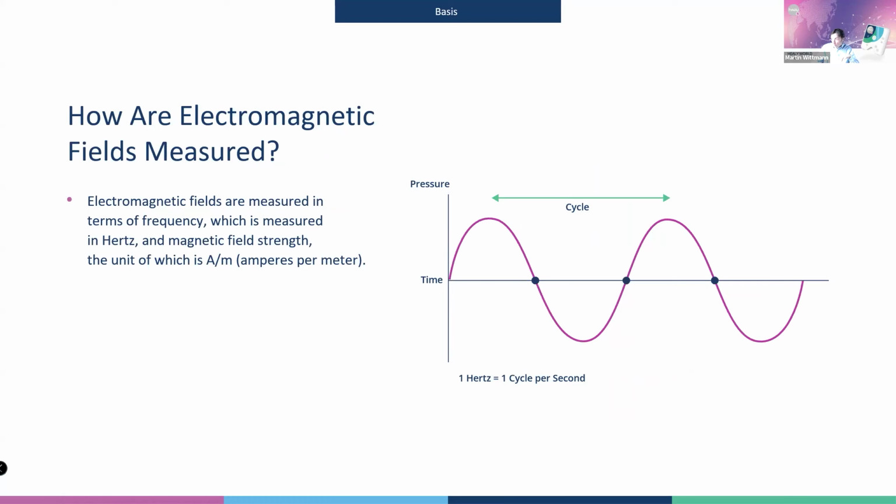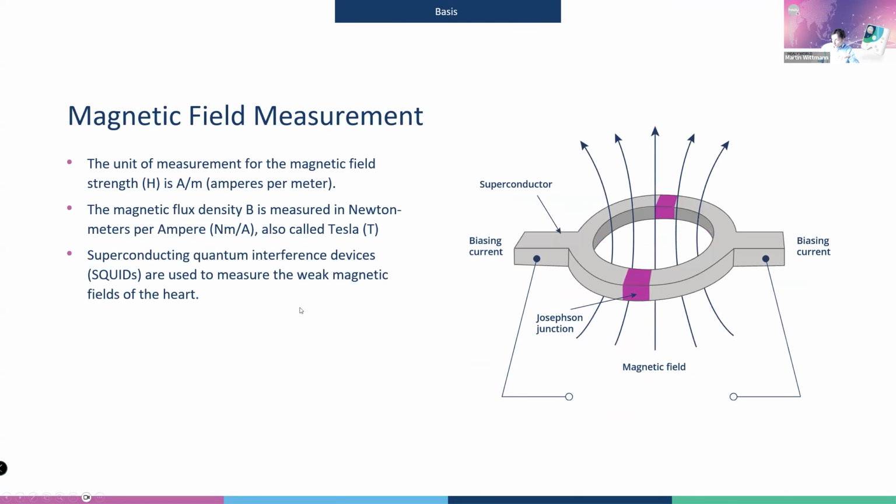How do you measure electromagnetic fields? Of course, the frequency is measured in hertz, and the magnetic field strength has the unit amperes per meter, for example. The unit of the measurement is H, and there's also the magnetic flux density B, which is measured in Newton meters per ampere, also called Tesla. Tesla, that's what we all know, because Tesla is pretty famous. And what we have with MagHealy is 300 microtesla.